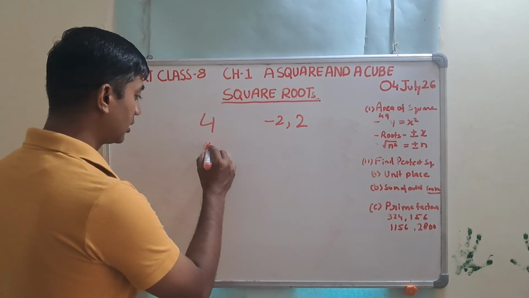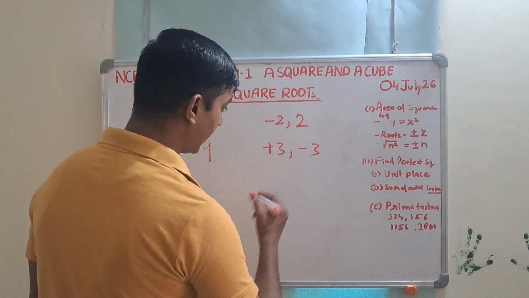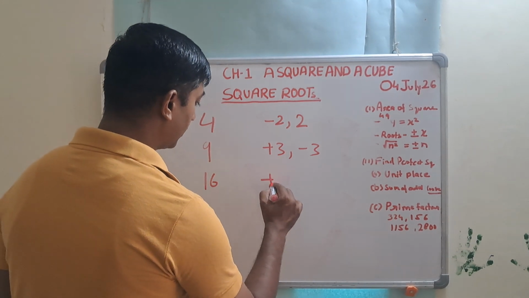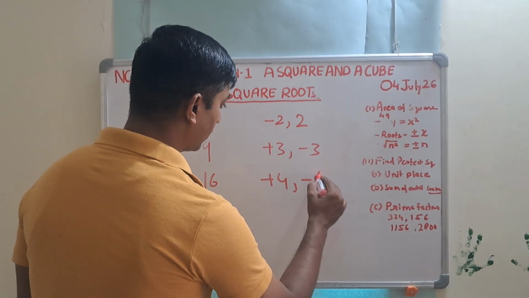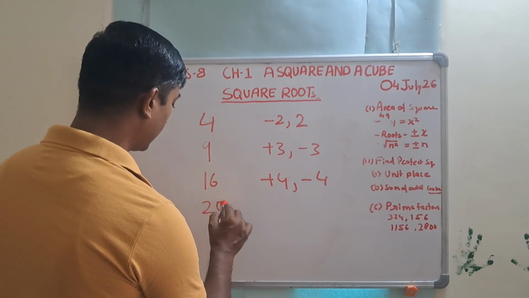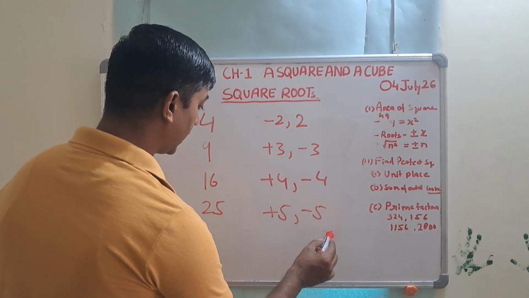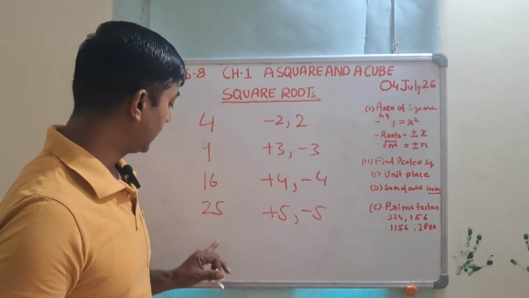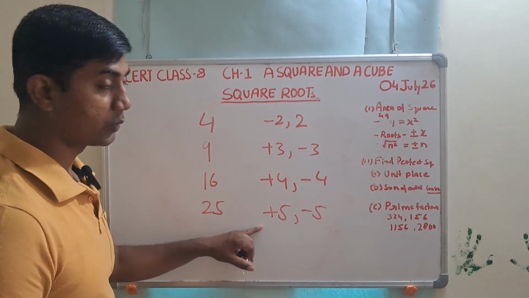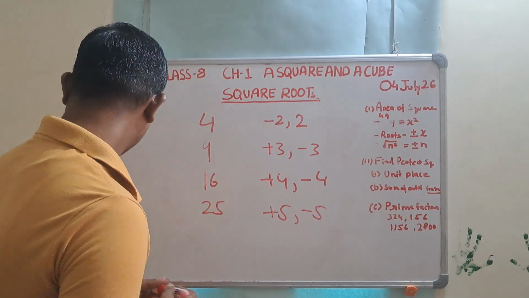In case of 9 you have plus 3 and minus 3 as square roots. In case of 16 you have plus 4 and minus 4 as your square roots. In case of 25 you have plus 5 and minus 5 as your square roots. Again I am repeating, for a perfect square we always have 2 square roots. That's why your topic is square roots.